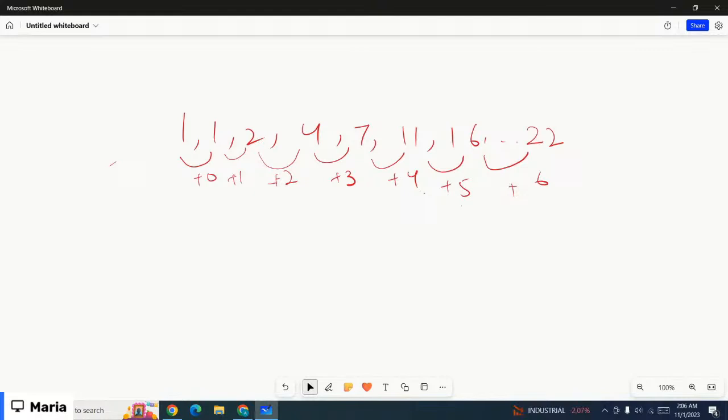The other example is 1, 3, 6, 10, 15. So you have to find the next number in the sequence. How do you find the next one? Okay, let's just see the pattern in the sequence, how the sequence is increasing. So 1 plus 2 is 3, 3 plus 3 is 6.